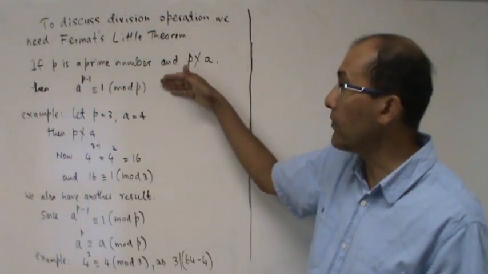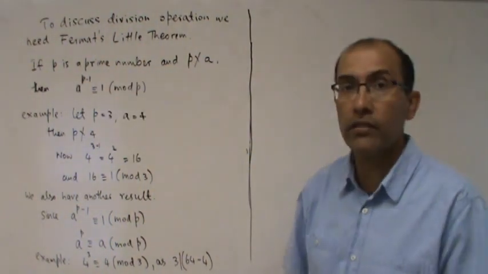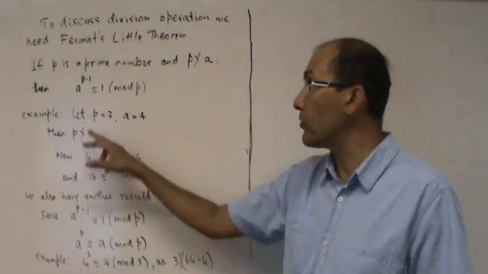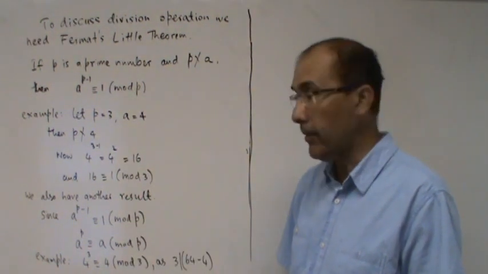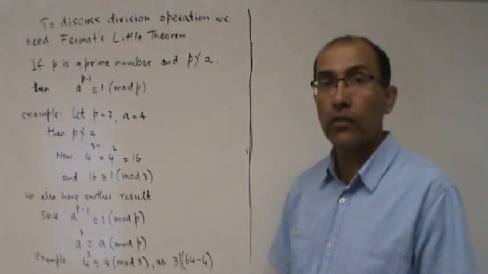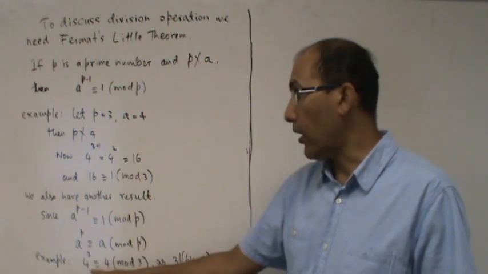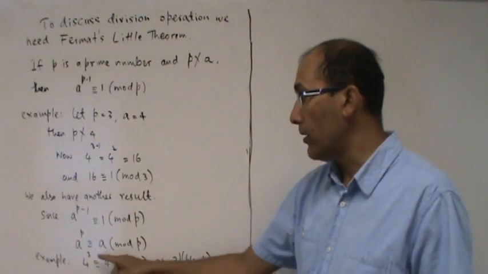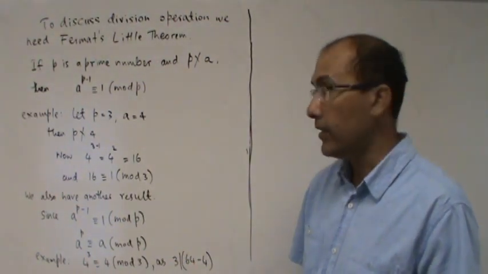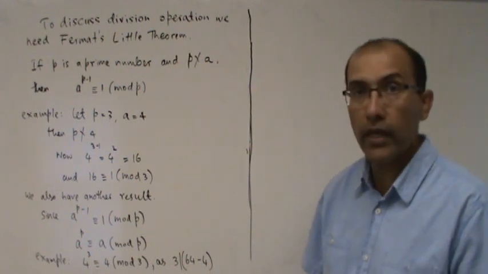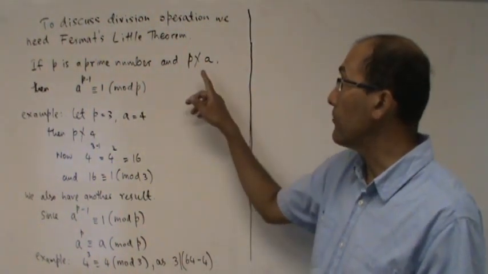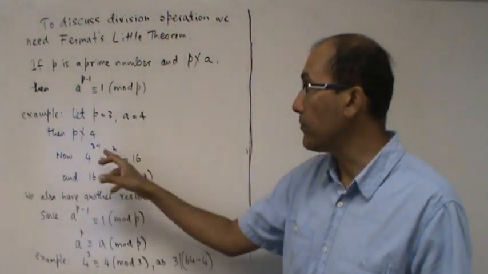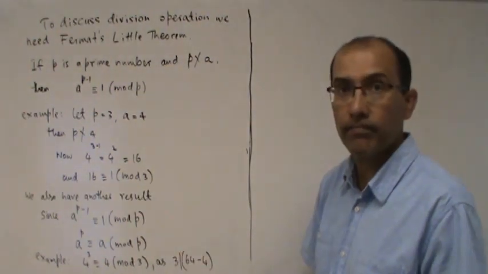And of course we can modify this a little bit. If I multiply the congruence by A, which I'm allowed to do, I have another result. So A to the P is related to A, and again you will see that it holds in our example. Now 4 to the 3 will be related to 4 because 64 minus 4 gets divided by 3. So it's a useful theorem. It says that if P is not a factor of A, then this version or this version holds.